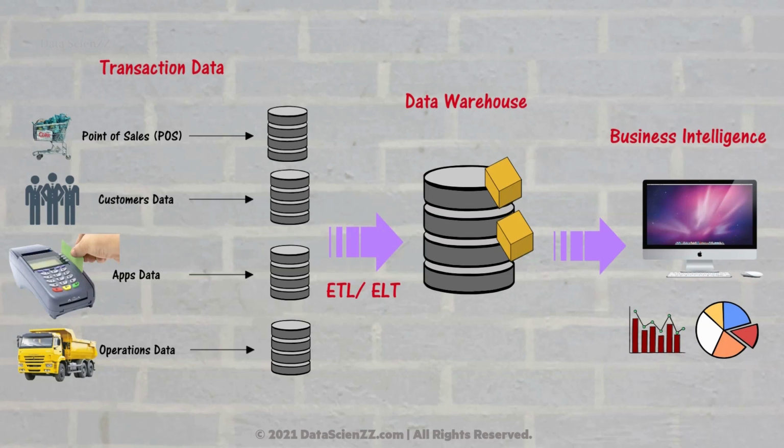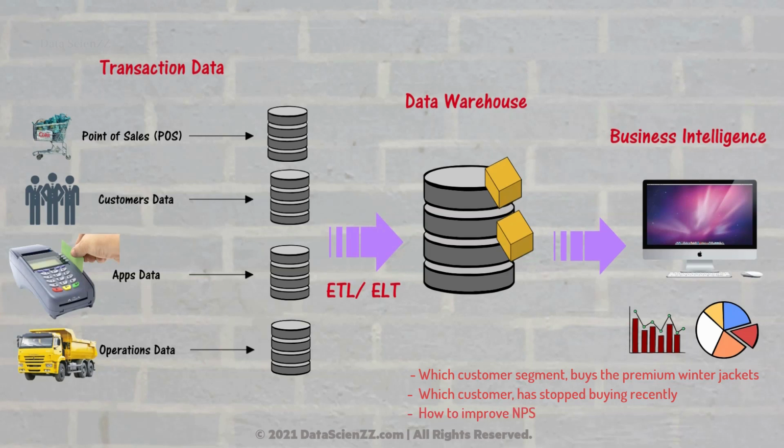For example, as the owner of your business, you must be interested in getting the answers to questions like, which customer segment buys the premium winter jackets? Which customer has stopped buying recently? How to improve Net Promoter Score in the US market? Should we offer a promo on sportswear? And so on. So we see that, with OLAP cubes, the data is ready for analytics, with all relevant data stored and organized in a very efficient manner. And the business intelligence and reporting tools can easily work on it to provide answers to all basic business questions.